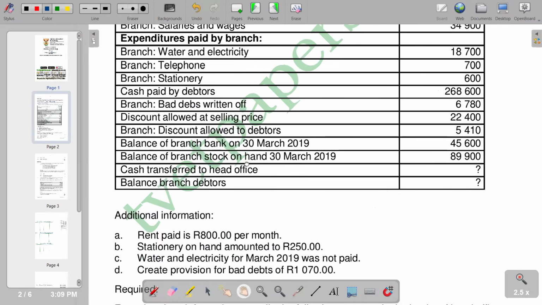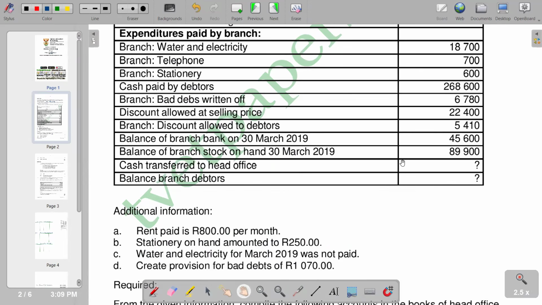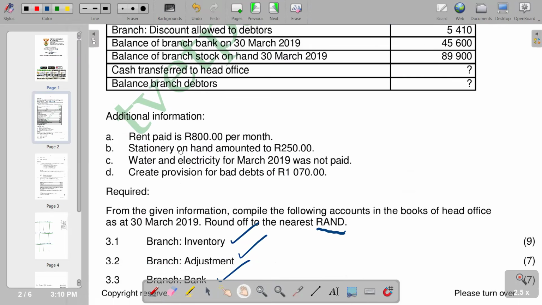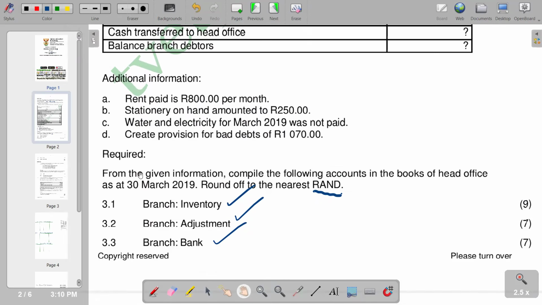And of course, you see that cash transfer to head office is a question mark, and balance branch debtors is a question mark. So what it means is we are going to find these figures as balance figures as they are given as question marks. We were also given additional information which you just need to go through. And then on the required part, it reads: from the given information, prepare the following accounts in the books of head office as at 30 March 2019, rounding off to the nearest rand, which is very important.